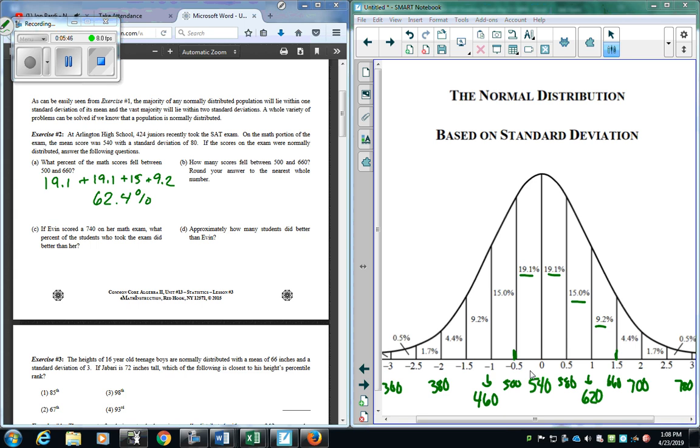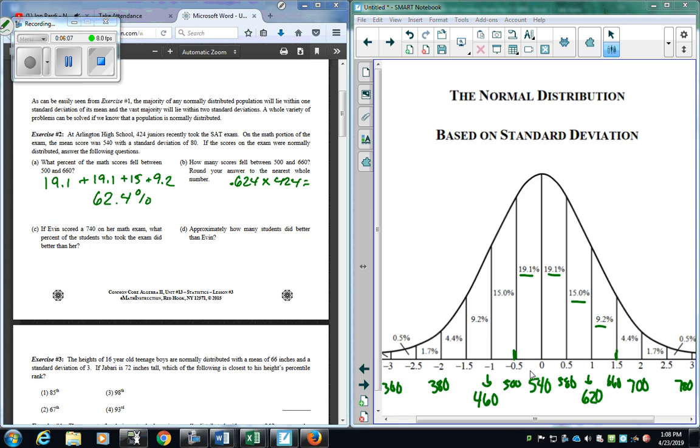So now they're asking us how many scores fell between 500 and 660. Well, in that case, if we want to do that, you can use a proportion, or you'd have to find that percent of that total amount. So two ways you could do this. You could do 0.624 times 424.